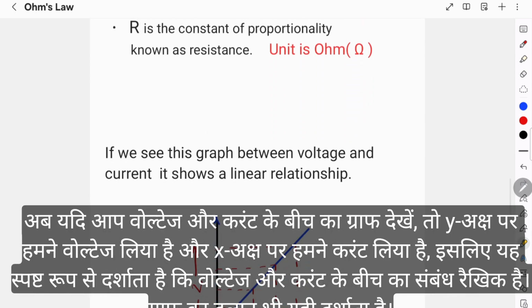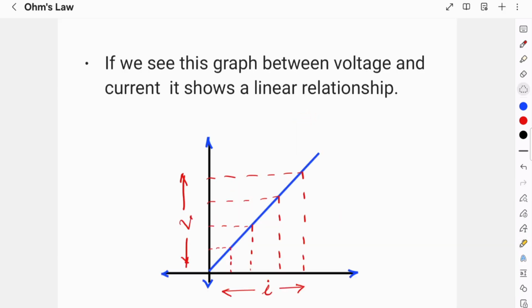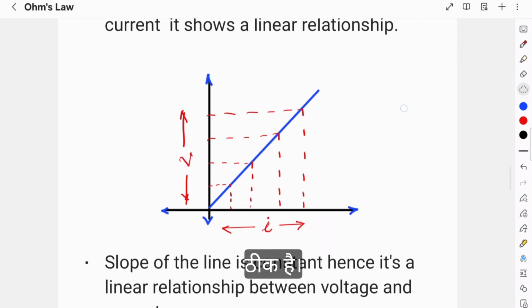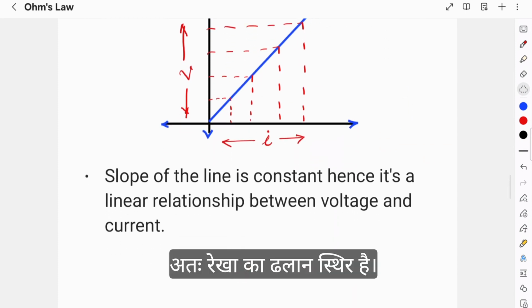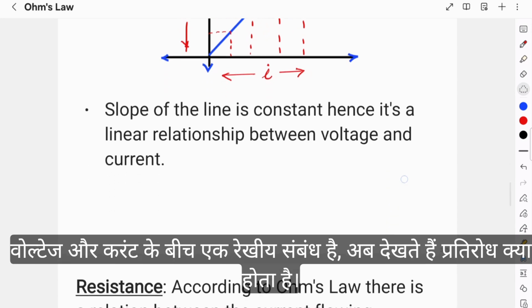Now if you see the graph between voltage and current, on the y-axis we have taken the voltage and on the x-axis we have taken the current. So clearly it shows the relation between the voltage and the current is a linear relationship. The slope of the graph shows that it is a linear relationship. So the slope of the line is constant, hence it's a linear relation between voltage and the current.